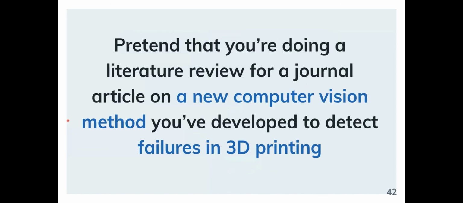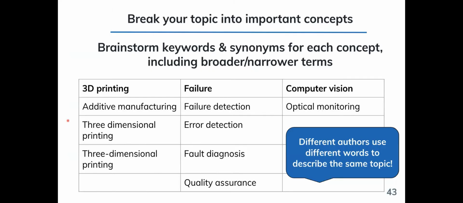So I'm going to pretend that our topic today is we're writing a literature review for a journal article because I've developed a new computer vision method for detecting failures in 3D printing. So the first thing you want to do is break your topic down into the important concepts. You don't want to put a full sentence or a full question into the scholarly database. You want to put the most important concepts. And then you want to brainstorm keywords that reflect those concepts and synonyms for those keywords. And that's what I've done in this table here.